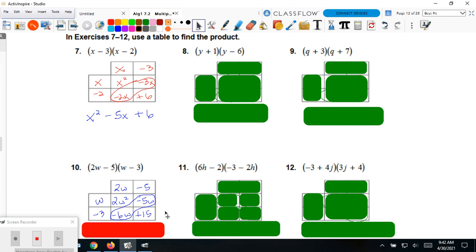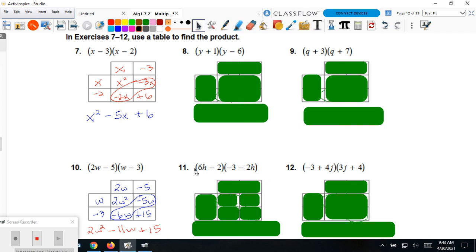And again, I circle the ones that were like terms. The w's here are the like terms. They are the same sign, so it's going to be keep it negative, and you'll add those numbers to get negative 11. So our answer here is 2w squared minus 11w plus 15. There's our trinomial answer. Now I'll show you number 11, then you can do these other three.